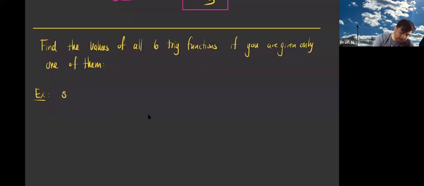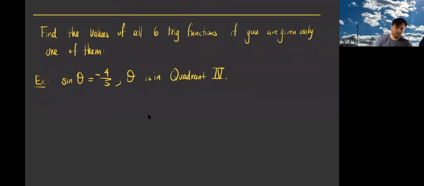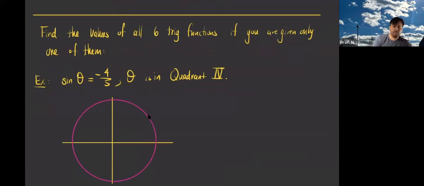So for example, if sine of theta is -4/5 and theta is in quadrant 4. So let me just write that down here. So I have a unit circle and my angle of some sort is here. And I have an angle theta, 4th quadrant.